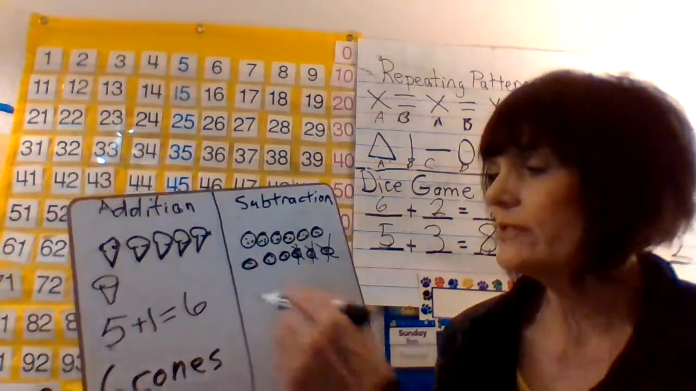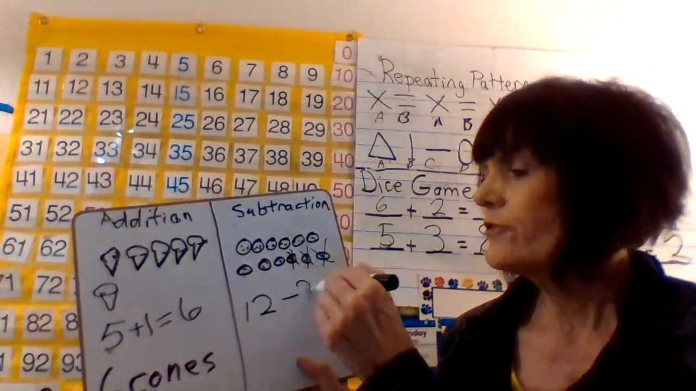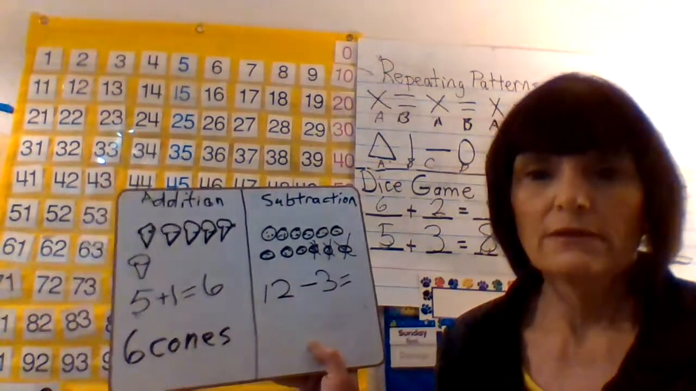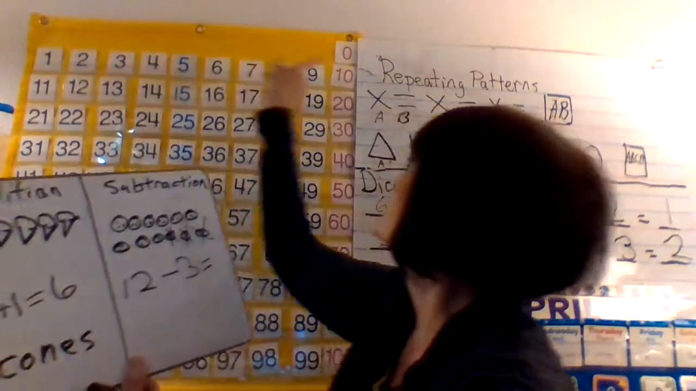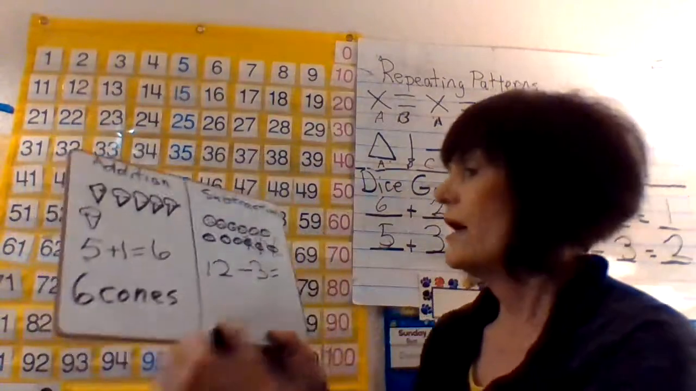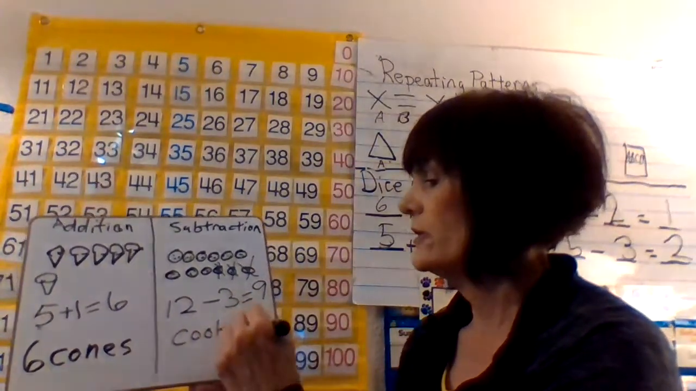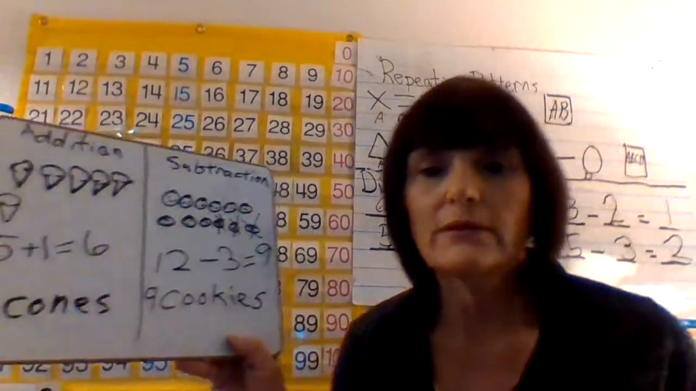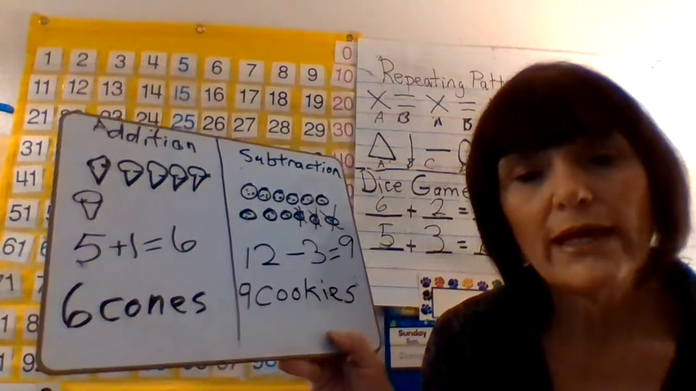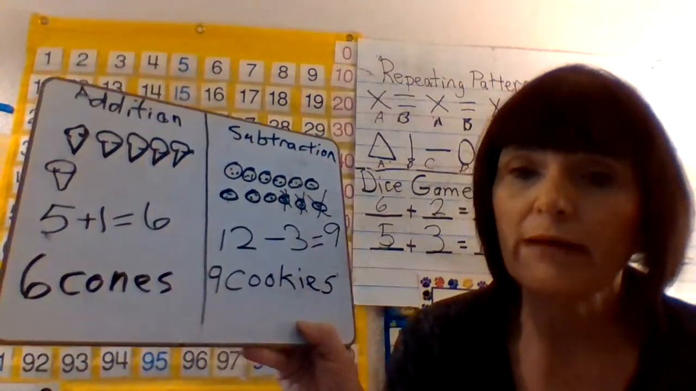How many did I start with? A dozen or 12? And how many did I eat? 1, 2, 3. 12 minus 3 equals, well, I'm going to use my grid. 12, 1, 2, 3. 9 cookies are left. 9 cookies. 9 cookies are left. Label, label, label. Don't forget to label. If you do not label, no one will know what you're talking about.